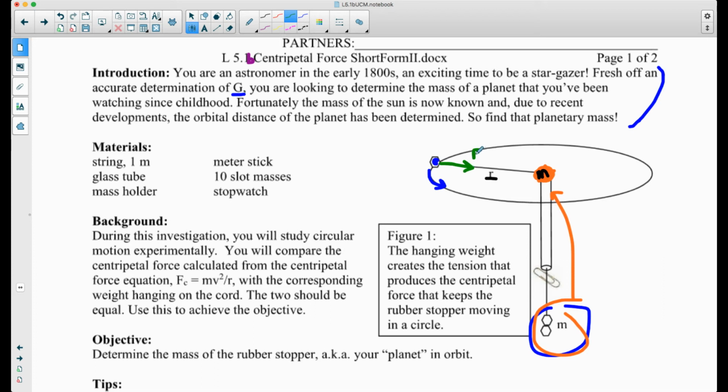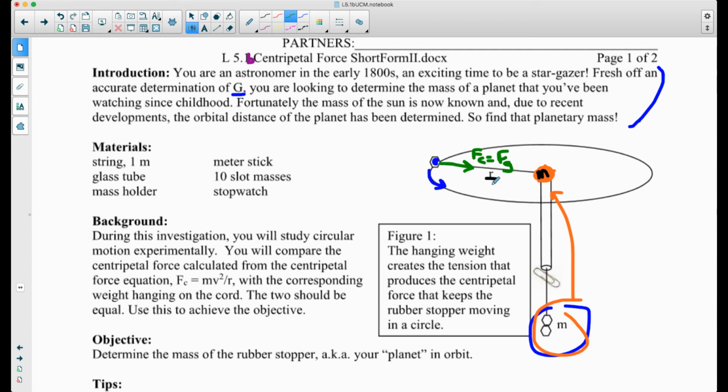Acting on the planet. And in fact, this is actually the notes we did in class on Thursday. The centripetal force is not tension in a string, because there is no string connecting the sun with the planet, but there is the force due to gravity. The centripetal force is the force due to gravity.